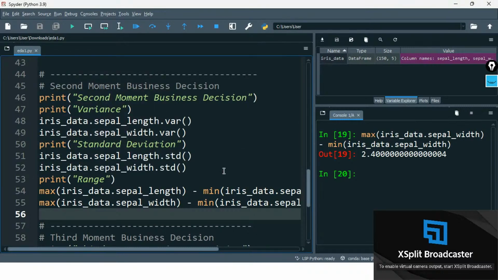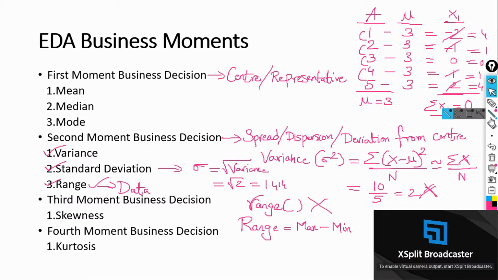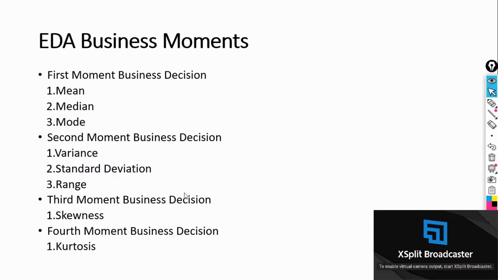Right. So this marks the end of the second moment business decision. Now let us jump into the third moment, that is skewness. You may have heard, from our schooling days in statistics, you are familiar with mean, median, mode, variance, standard deviation, and range. All these concepts are not new for us, but skewness and kurtosis are two new measures that we are going to learn as part of EDA. Okay, focus friends.